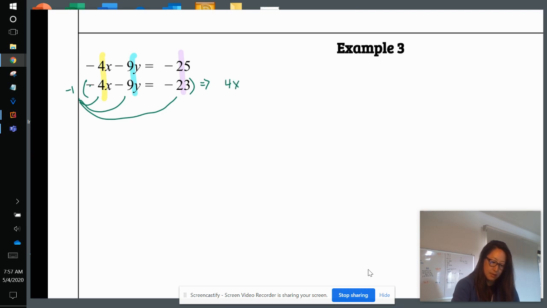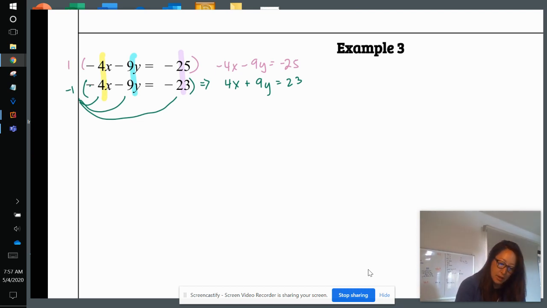Positive 4x plus 9y is equal to positive 23. The top is going to stay the same as negative 4x minus 9y is equal to negative 25. Think about us multiplying the top by 1 by itself. Okay, so we've done step 1 to check the form. Step 2 was to make sure that the coefficients were the same but opposite. Now we can work on step number 3.